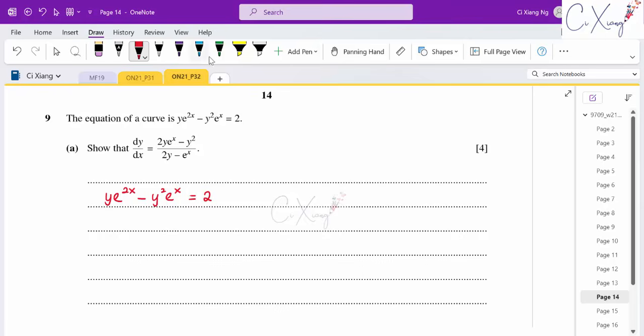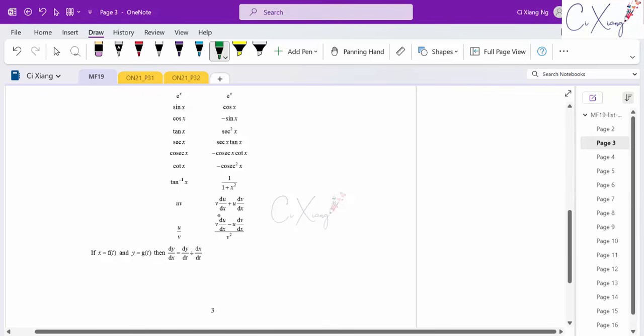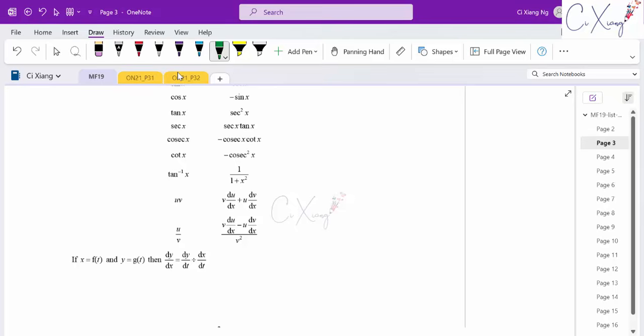So to apply implicit differentiation, first of all, let's have a look at the first term here. It consists of the product of two different functions. One function is y, another function is e power 2x. So when you have the product of two different functions, to differentiate you have to apply the product rule. If you forget the formula, you can refer to the product rule here, which is this one: d(uv)/dx equals v du/dx plus u dv/dx. So I will just apply it here.